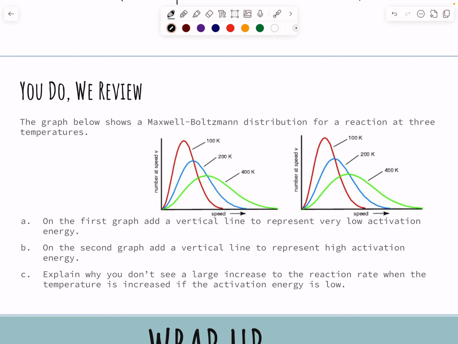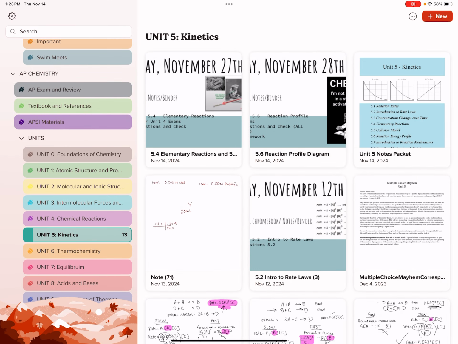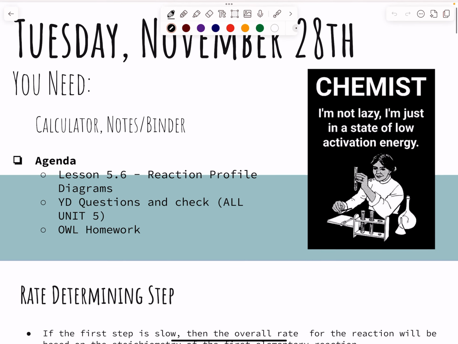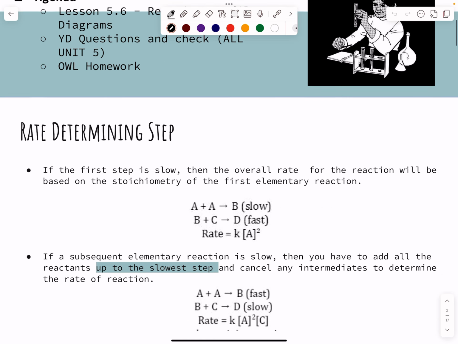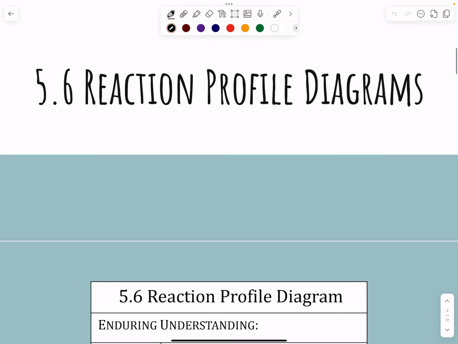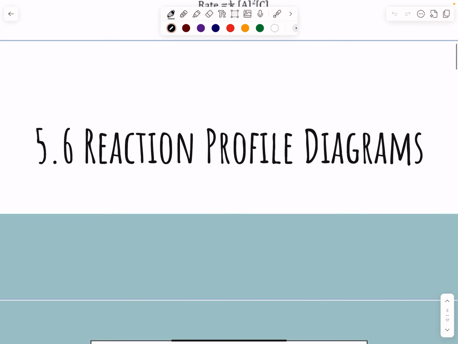All right, now I'm going to pop on over to my 5.6. Oh, sorry, that's for last year's date. Here we go, 5.6, reaction profile diagrams.